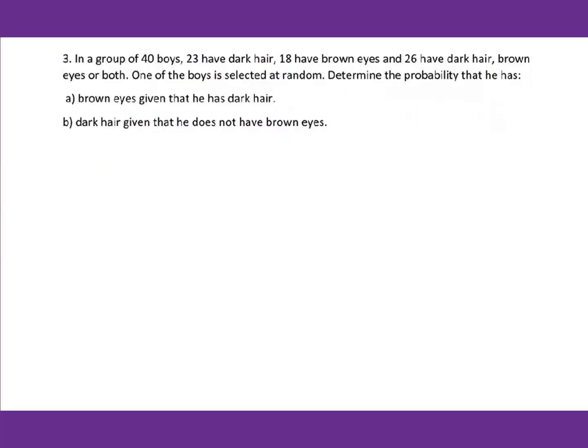Now let's go to number 3. In a group of 40 boys, 23 have dark hair, 18 have brown eyes, and 24 have dark hair, brown eyes, or both. One of the boys is selected at random. Determine the probability that he has brown eyes given that he has dark hair, and dark hair given that he doesn't have brown eyes. We use the Venn diagram to solve this.